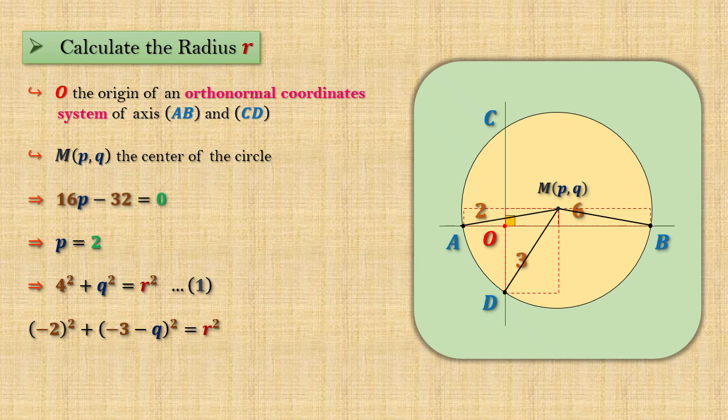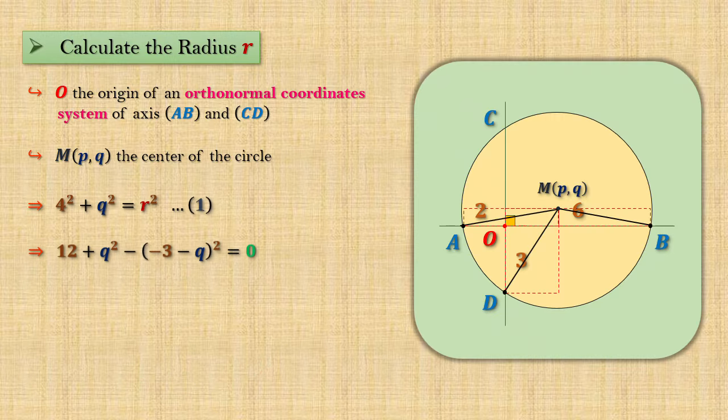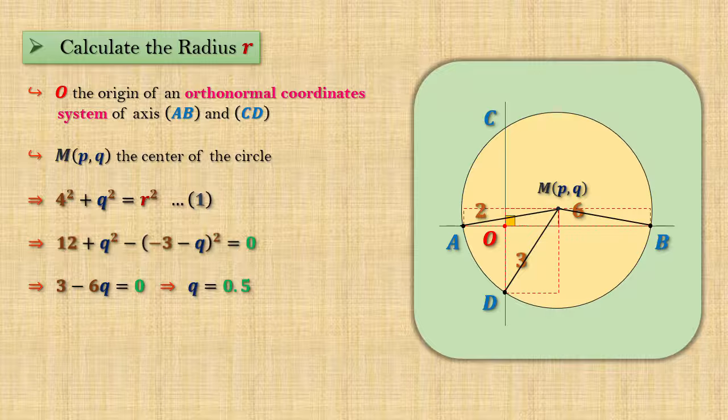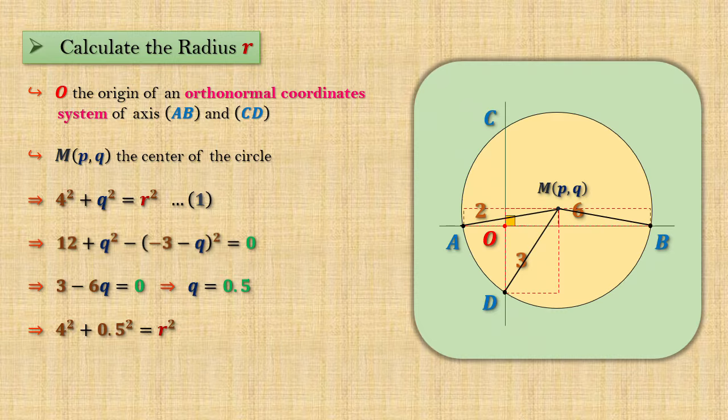Subtracting this equation from equation 1, we obtain 12 plus Q to the power of 2 minus the quantity -3 minus Q to the power of 2 equals 0. Expanding and simplifying yields 3 minus 6 times Q equal to 0. Thus Q equals 0.5. Substituting Q into equation 1 gives 4 to the power of 2 plus 0.5 to the power of 2 equals R to the power of 2. Therefore, R is equal to the square root of 65 over 2, which approximately equals 4.031.